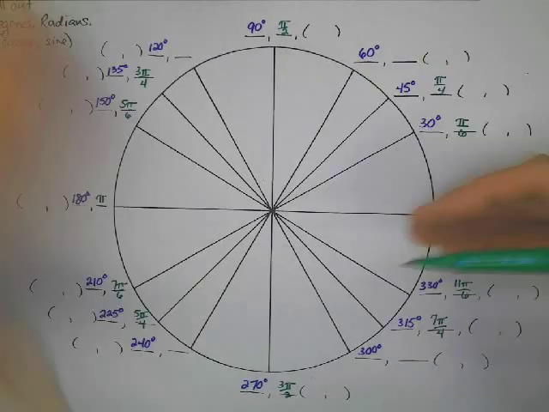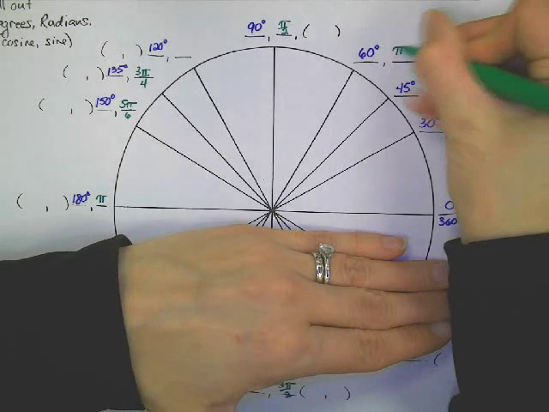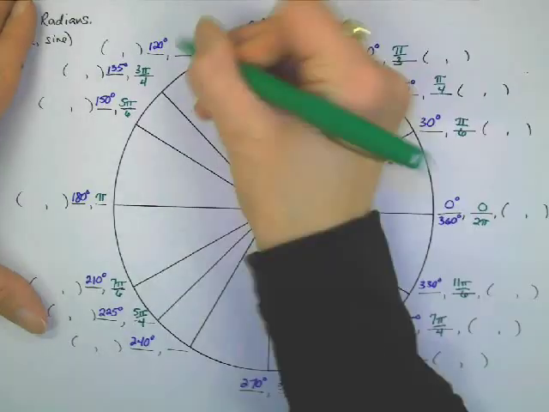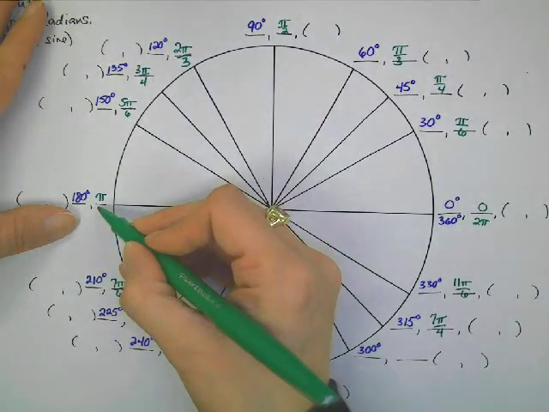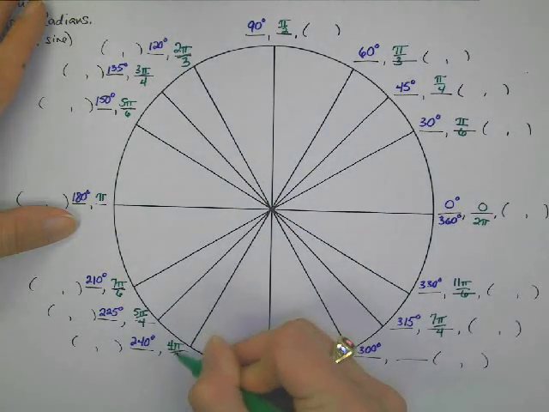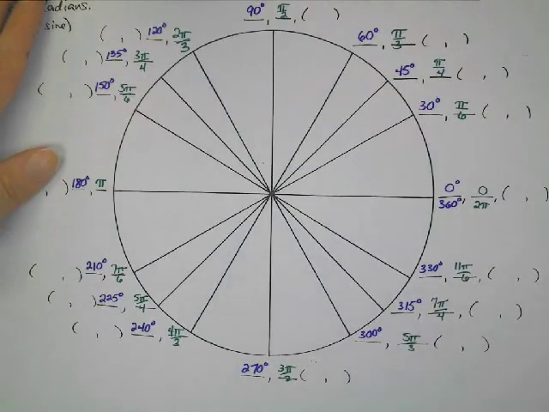The pi over 3s are easy. If you split half of the circle up into 1, 2, 3, this is 1 out of 3, 2 out of 3, and then 3 out of 3. Then we've got 4 out of 3, and 5 out of 3. And those are all the angles for the unit circle.